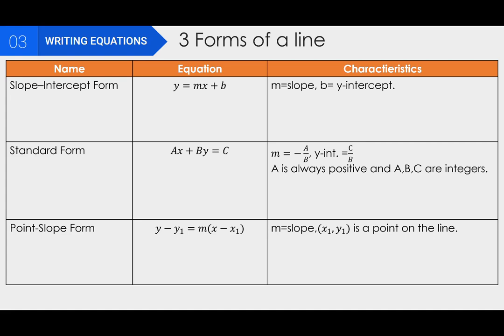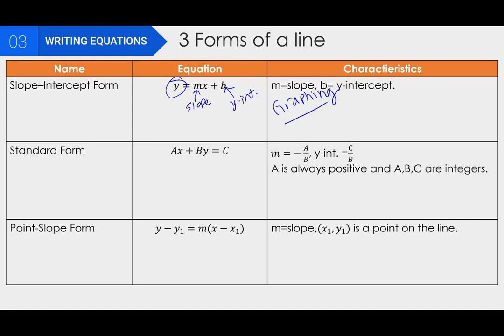Slope-intercept form you're already familiar with. We've talked about it in the other video. Just remember that this is the slope, always in front of x, and the y-intercept is there. And we always have to have y by itself in order for it to be in this form. This one is really great for graphing lines.